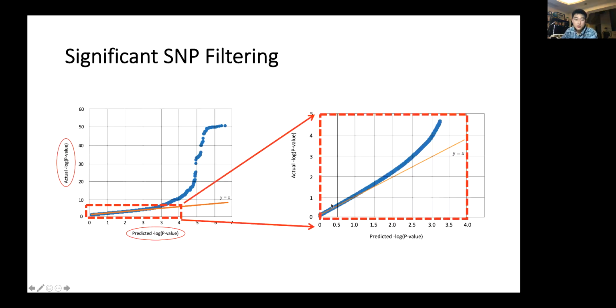We see that what we have and what we expect deviates at 1.0. So essentially I would filter out all the SNPs below this threshold of 1.0, because that's what we expect and that's not what we want to analyze, and only take the SNPs that deviate from our expected distribution of SNPs.